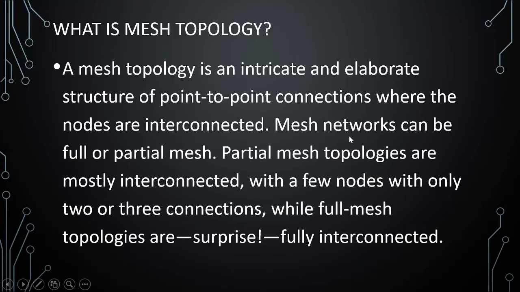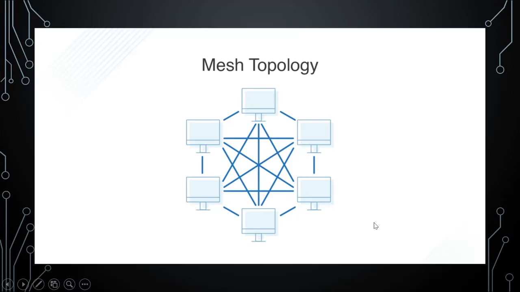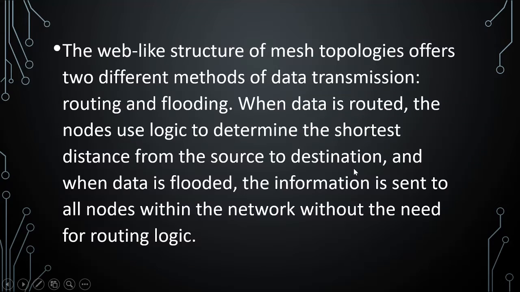So mesh networks can be full or partial mesh. Partial mesh topologies are mostly interconnected with a few nodes with only two or three connections, while full mesh topologies are fully interconnected. This is a sample of our mesh topology, but as you have noticed, there are a lot of wires. Because now, like the ring topology, this one is connected, so we are going to use more wires to connect to each other. So that is what we call the mesh topology.